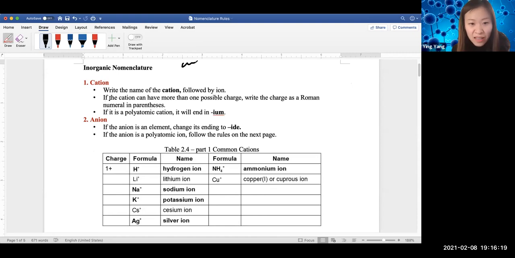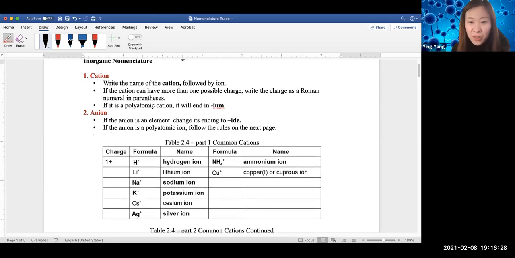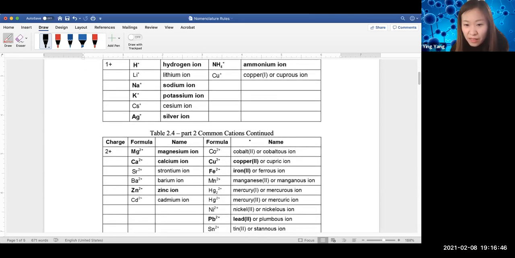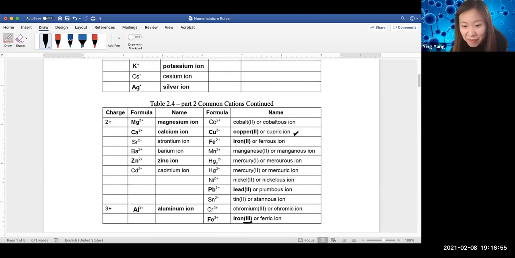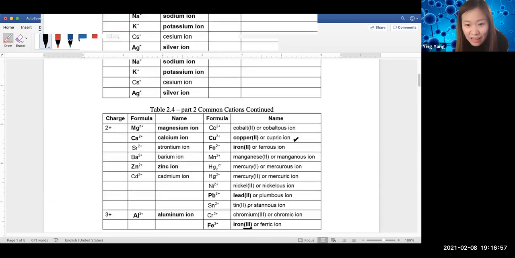The second rule is that if the cation can have more than one possible charge, write the charge as a Roman numeral in parentheses. We showed you the example last class. For copper, you can have copper 1 and copper 2. In order to differentiate them, you put this number within the parentheses, and you read it as copper 1, and here is copper 2, and same thing for iron 2 and iron 3. Iron 3 is on the bottom here.